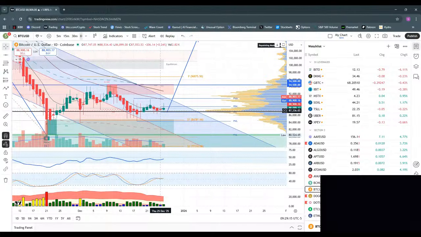So a lot of scalpers have entered the market. Everyone is scalping in this area. There is no holding volume. Okay, and that's the problem.